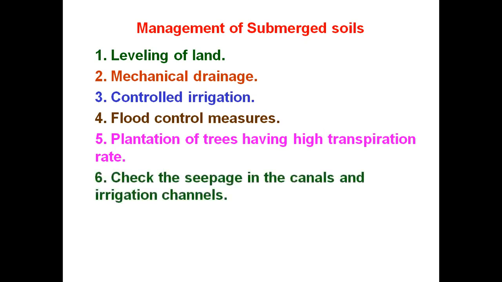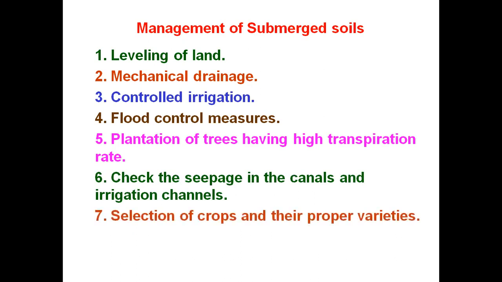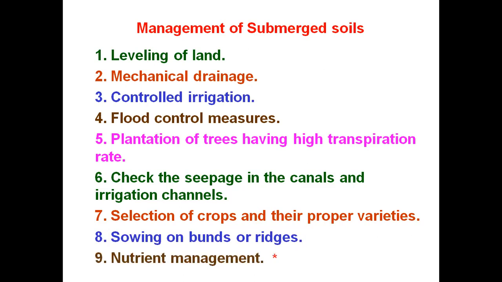Check the seepage in the canals and irrigation channels. This will also help to minimize the saturation of the soil by the water. Selection of the crops and their proper varieties which can be grown even under the submerged condition. We should go for sowing of the crops on the bunds or on the ridges. As well as we have to follow nutrient management practices, particularly for nitrogen, phosphorus, iron, sulfur, and manganese.